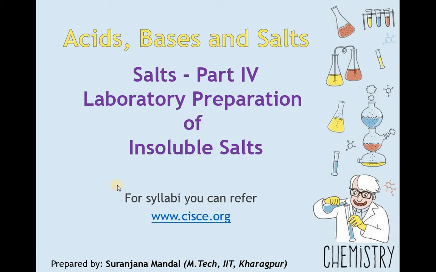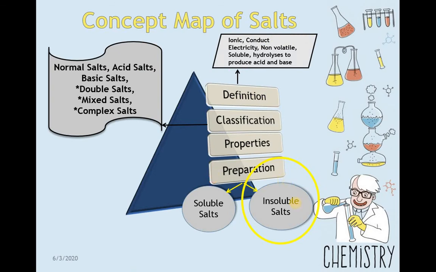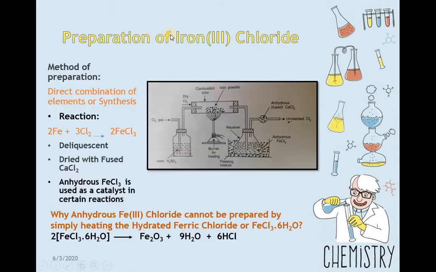Hello, we'll be doing the last part of the acid-base salts chapter, laboratory preparation of insoluble salts. This is the concept map shown. First is the preparation of ferric chloride or iron 3 chloride.